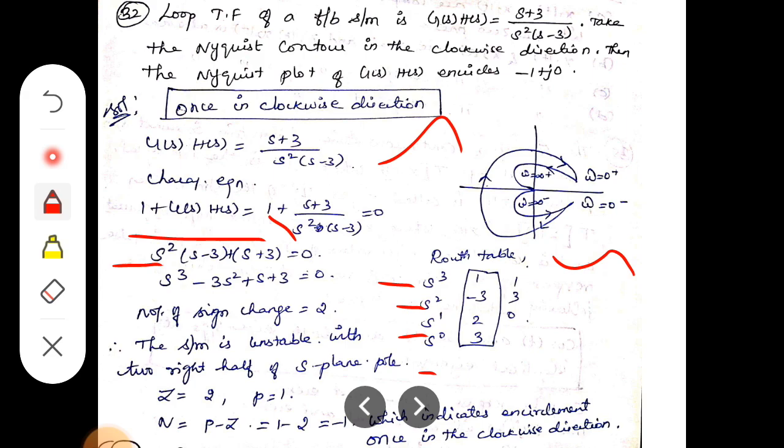So consider here the s power 3 coefficient is 1 and the s coefficient is 1, rewrite, and the s square coefficient is minus 3, the s power 0 coefficient is 0. Then for s power 1, we want the value of s power 1, so we take the multiplication minus 3 into 1 and 1 into 3, so the total value is minus 6 divided by the corner value, minus 3, so we get a final answer of plus 2.